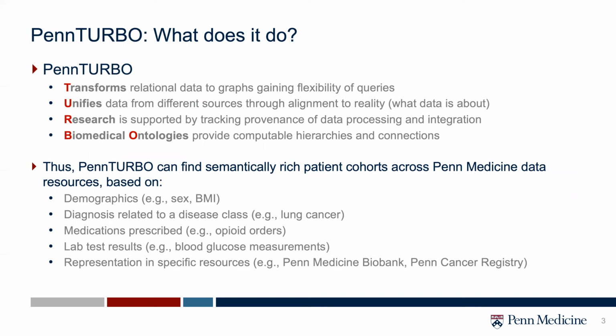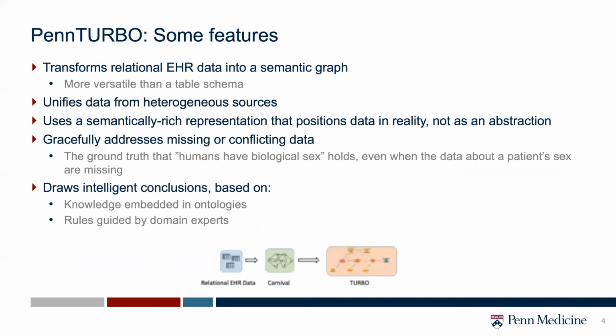Thus, PennTURBO can find semantically rich cohorts across Penn Medicine data resources based on such things as demographics, for example, sex or body mass index, diagnosis related to a disease class, such as lung cancer, medications that have been prescribed, such as opioid orders, lab test results, such as blood glucose measurements, representation in specific resources, for example, the Penn Medicine Biobank or a Penn Cancer Registry.